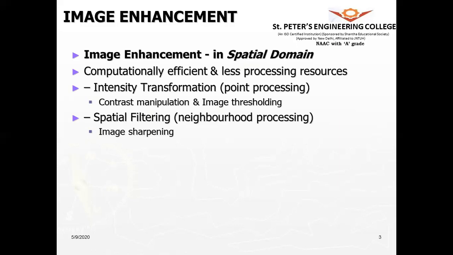And we will also be performing spatial filtering. In intensity transformation, we will be performing point processing. We will be processing a point. In spatial filtering, we will be looking into the neighborhood of that point and performing the filtering operation. This can be done for image sharpening or smoothing.